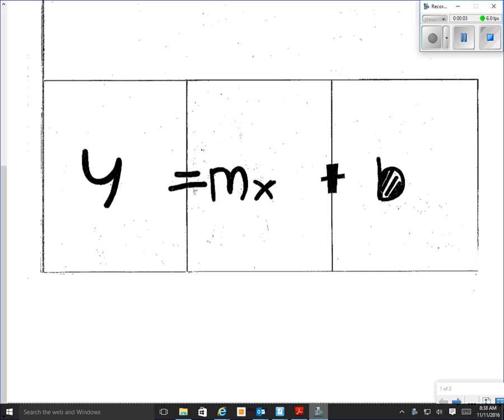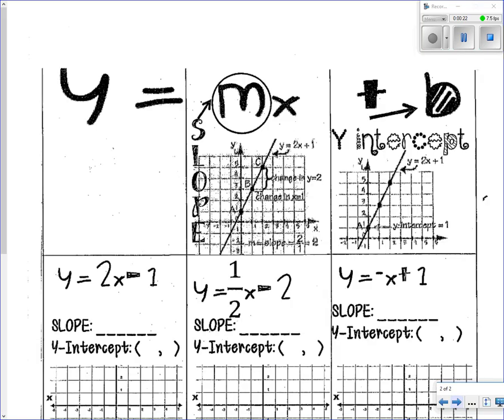We are going to very quickly do the foldable that you got in class for the slope-intercept form. Slope-intercept form is always written as y equals mx plus b, and we're going to fill this out so you know what all those different things mean. So open it up. You should have glued this in today and cut your little windows.